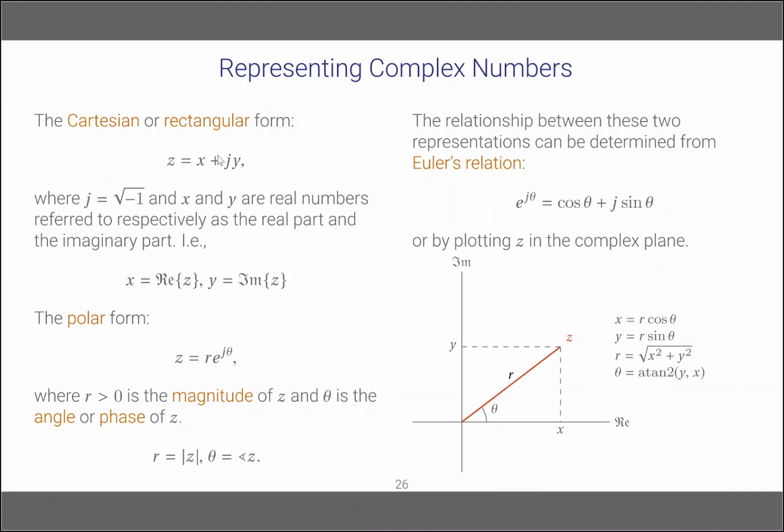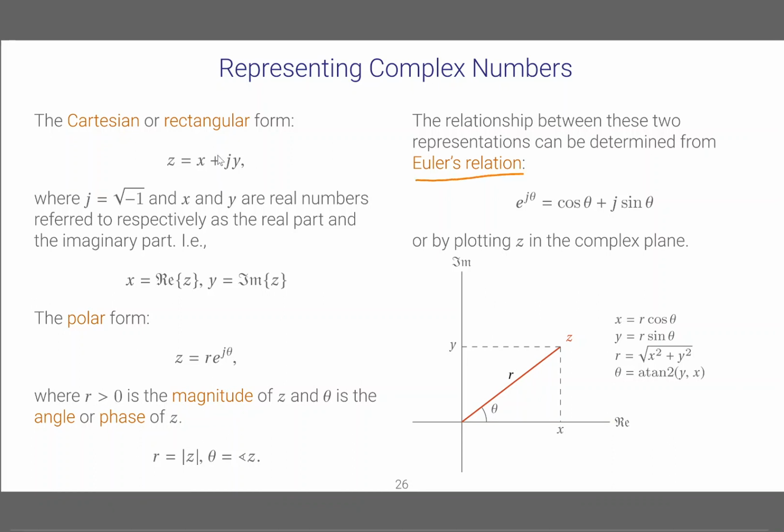Now when we want to get the relationship between the two representations, we can use Euler's relationship, which is e to the power of j theta is equal to cos theta plus j sine theta. So we must remember this Euler's relationship.